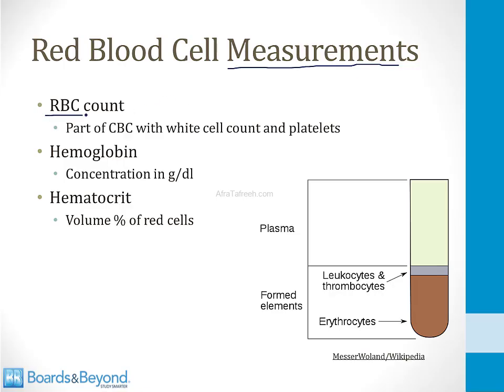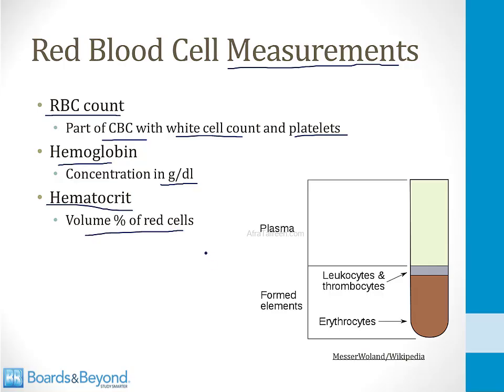The first is a red blood cell count. This is part of the complete blood count, or the CBC, along with the white cell count and the platelet count. We also measure the hemoglobin concentration in the plasma. This is reported as a concentration, usually in grams per deciliter. And then the third standard measurement is the hematocrit. This is the volume percent of red cells.